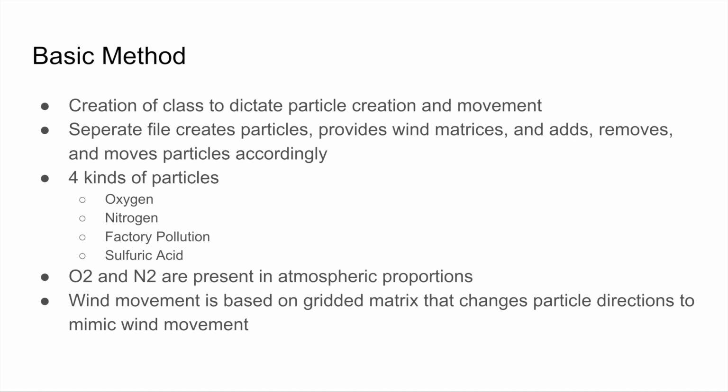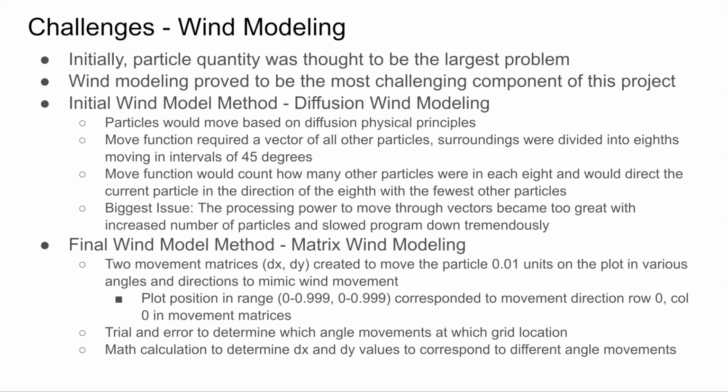Here, oxygen, nitrogen, factory particles, and sulfuric acid particles are generated. The wind matrix exists in this file as well. Oxygen and nitrogen are initially present and randomly generate in atmospheric proportions.